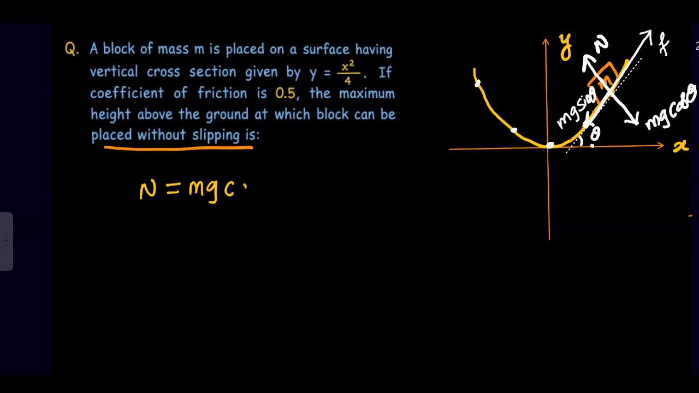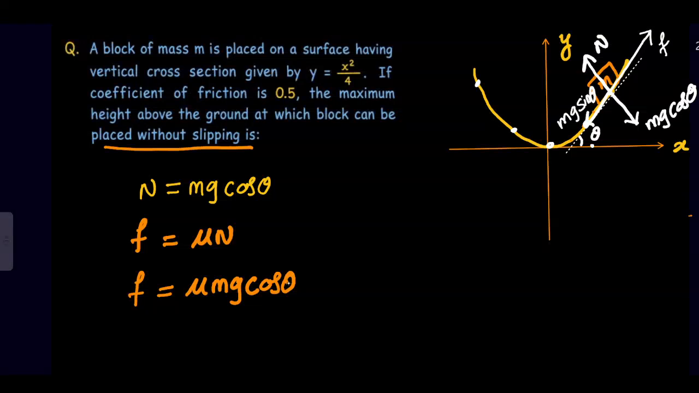The normal reaction is mg cos theta. Then how much is the frictional force? F is equal to mu N. And N is how much now? mg cos theta. This is mg cos theta. Frictional force we have. Next.